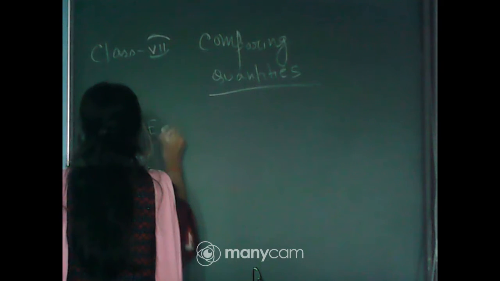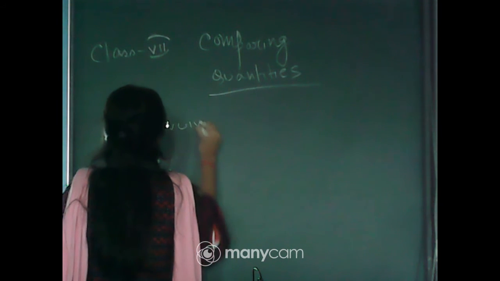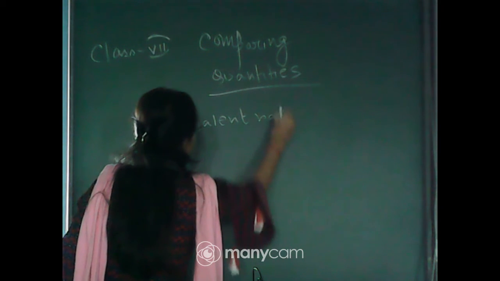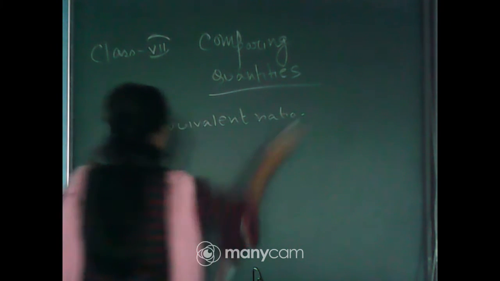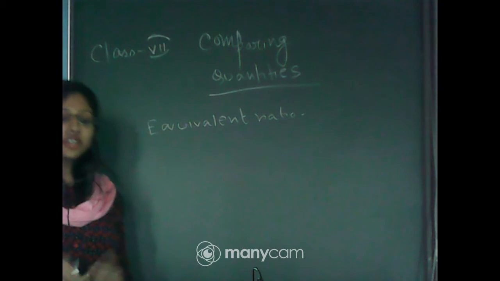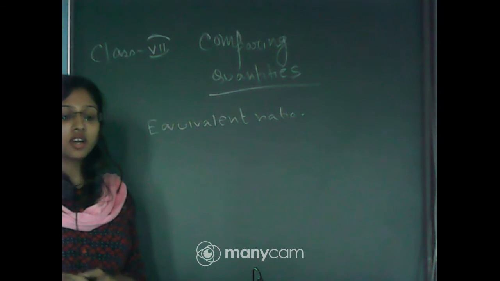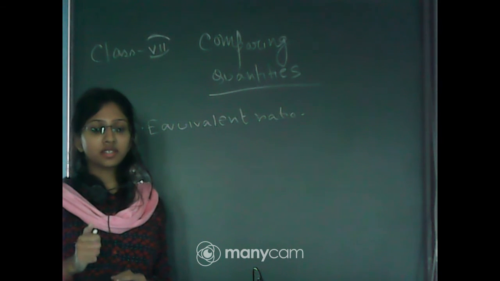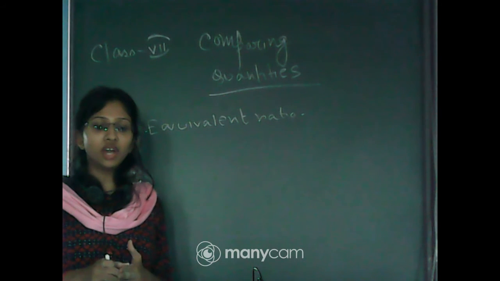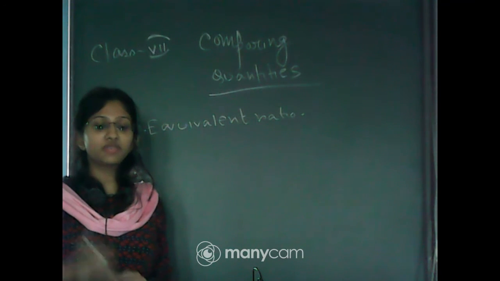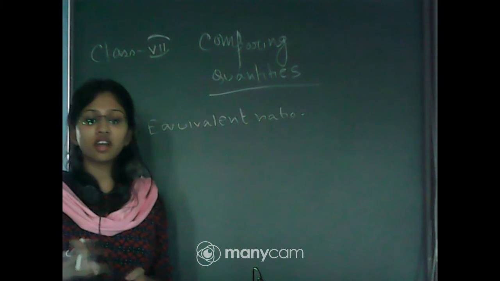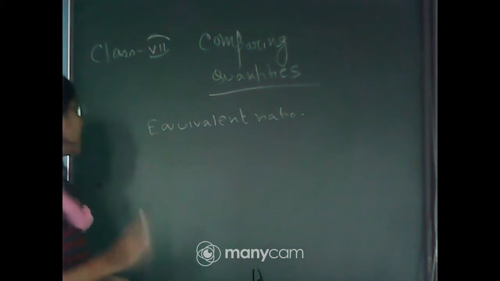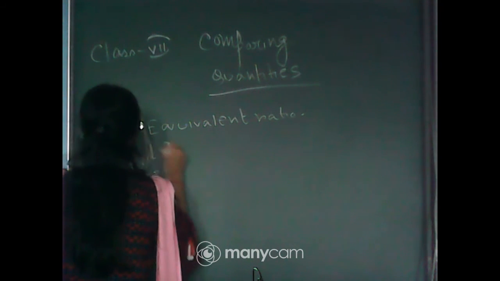Now the next topic is equivalent ratio. Different ratios can be compared with each other by converting them into like fractions. If the like fractions are equal, then they are equivalent ratios. If the like fractions are not equal, then they are not equivalent ratios. Now we will know about the like fractions. What's the like fraction?